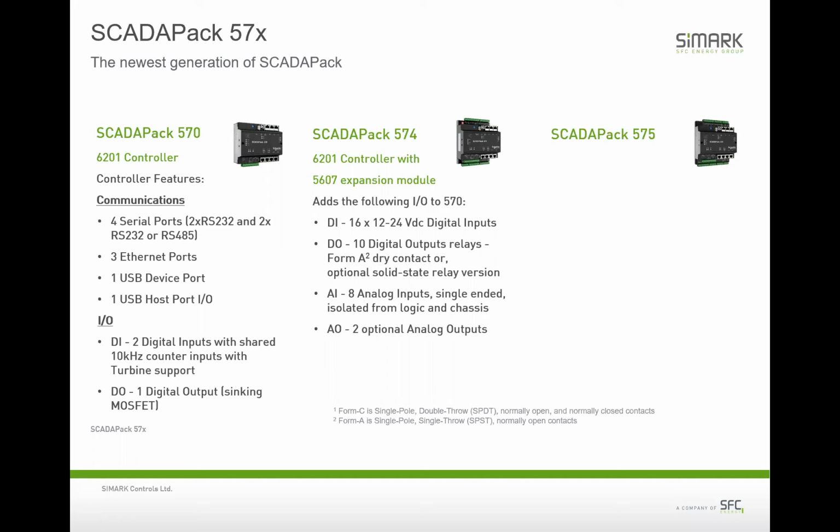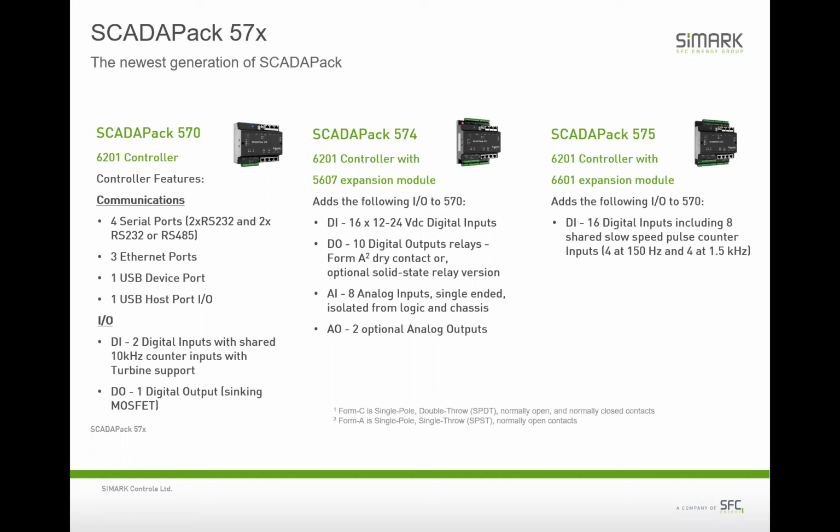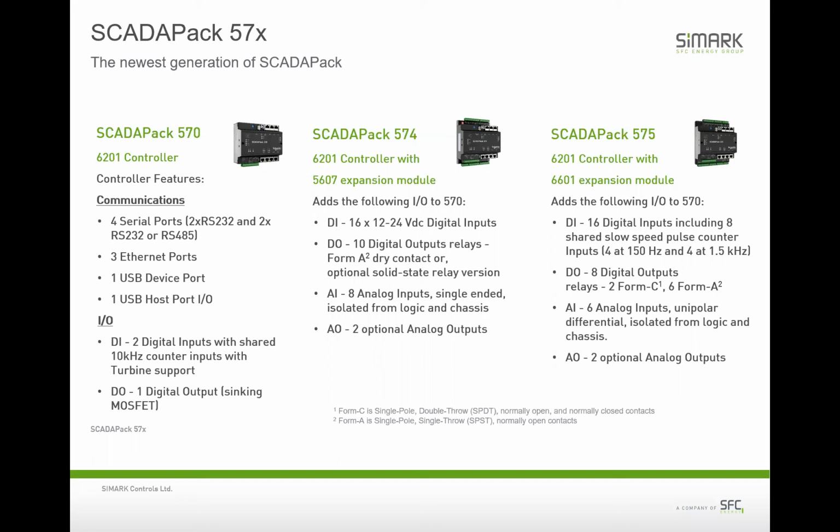And the third RTU in this range is the 575, same controller as the 574, but incorporating a different expansion module, the 6601. So this is adding 16 digital inputs, and 8 of those can be used as pulse counters. As you see here, the different speeds that are available. We've got 8 digital outputs on that particular board, 6 analog inputs, and the option as well for 2 analog outputs, again, purchased at the time of ordering. So those are the 3 that are currently available.